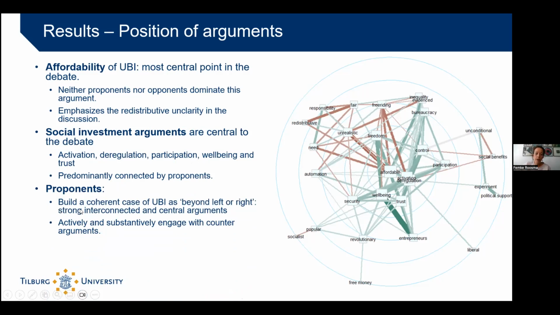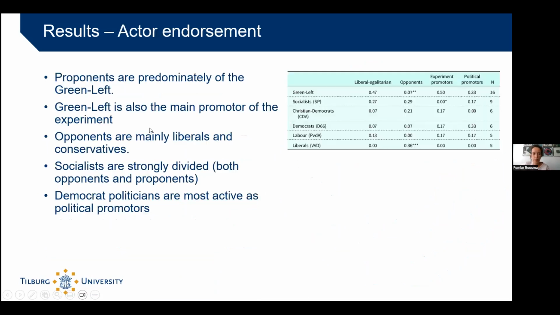And proponents really also try to build a coherent case of UBI beyond left or right, and try to connect central arguments from across the discourse to argue for UBI. And at the same time, they also actively engage with the counter arguments of the opponents, while the opponents focus mostly on the unaffordability and the unrealistic concerns for the needy and free riding. So I think this is interesting. It says something about what the debate is about, and what arguments are central.